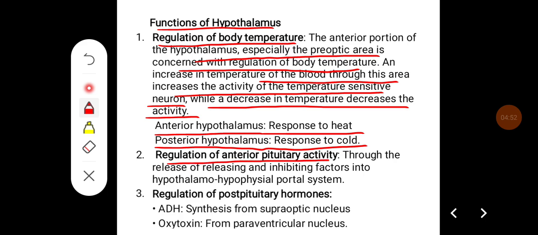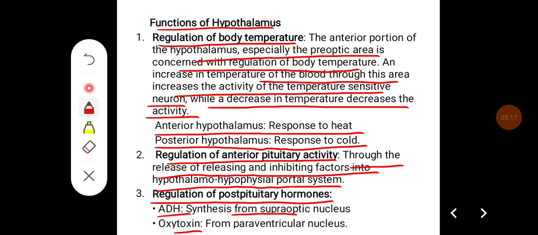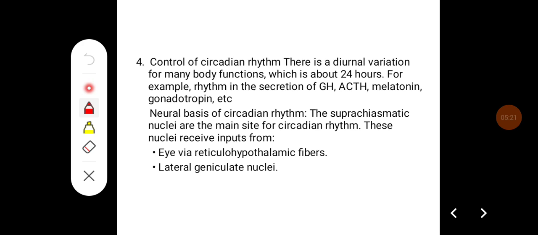Regulation of activity in the anterior pituitary through the release of releasing and inhibiting hormones, trophic hormones, into the hypophyseal portal system. They regulate the functions of the anterior pituitary. They are also involved in regulation of the posterior pituitary, that is ADH and oxytocin, where ADH is synthesized from the supraoptic nucleus and oxytocin from the paraventricular nucleus.